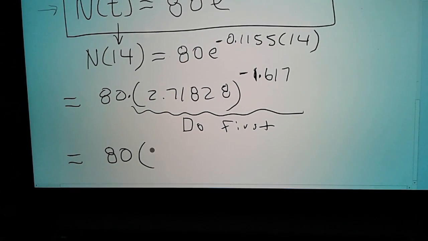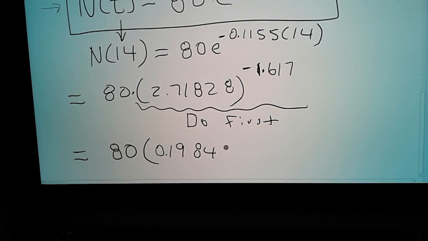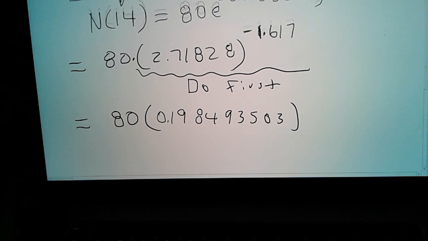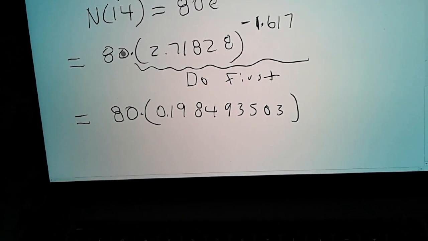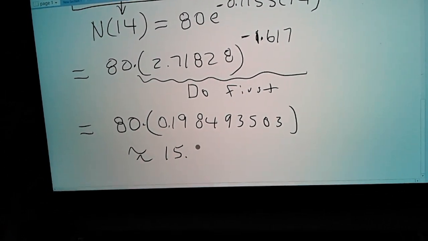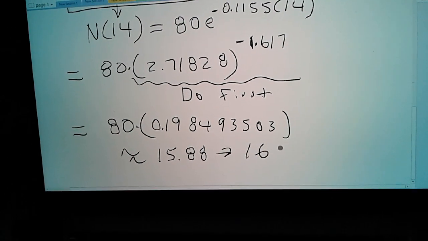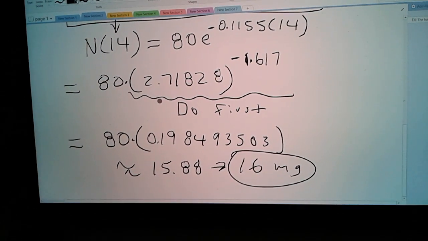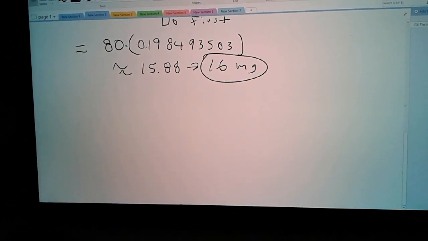So if I raise e to that power, I get 0.198493503 on my calculator. So I did the exponent. Now we can finally multiply by 80. So we get approximately 15.88, which is about 16 milligrams after 14 hours of fasting. So about 16 milligrams.